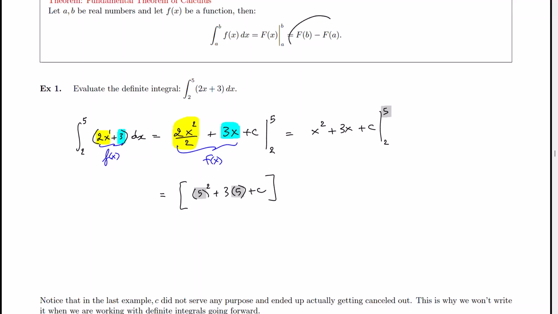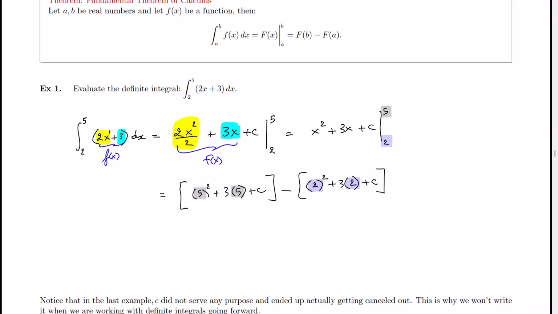Then according to the rule, we are supposed to subtract basically the same thing again, but this time we're going to put 2 into all the places where we see an x. So we're going to put 2 squared plus 3 times 2, and finally plus the c. So why am I putting the 2 in? Because 2 is the lower bound, it goes second.